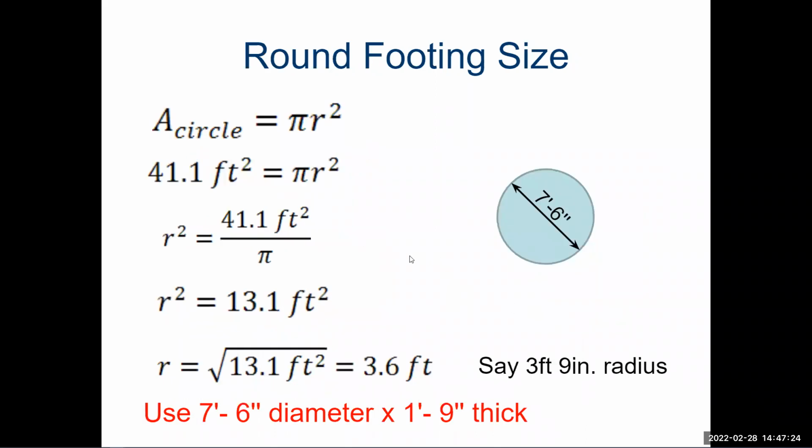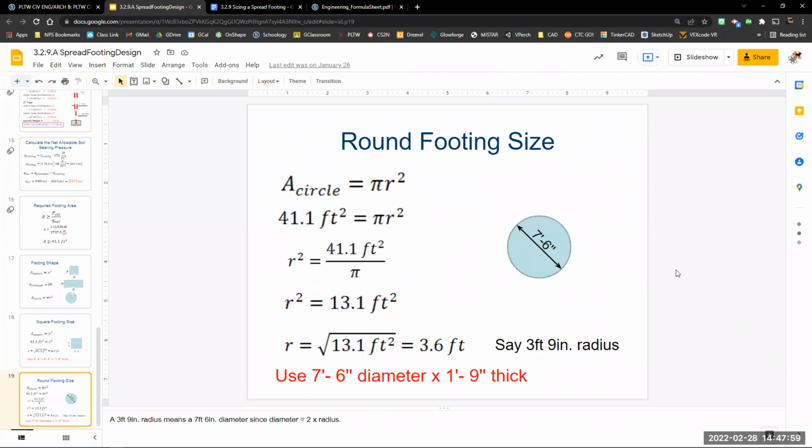The other one, if we went with the circle approach, then we take 41.1 square feet from that calculation we did earlier, divide it by pi, which gives us 13.1, and take the square root. So the radius would need to be at least 3.6 feet. And like I said, we always round up to the closest 3 inches. So we'll go to a 3 foot 9 inch radius. And in terms of diameter, we'd say 7 foot 6 inches. Again, the same thickness as what was given in the problem. Okay. Any questions here? If you do, please feel free to send me a message here, or obviously you can ask me.